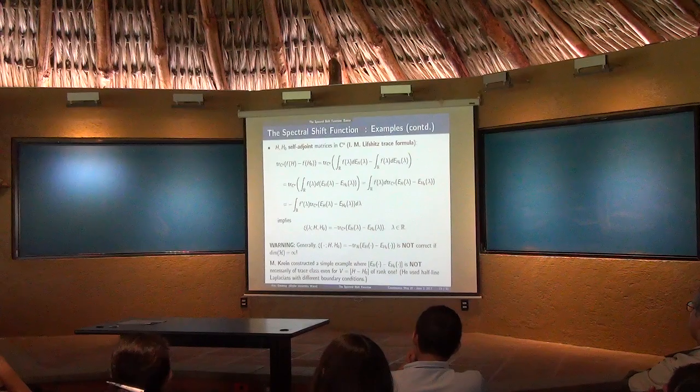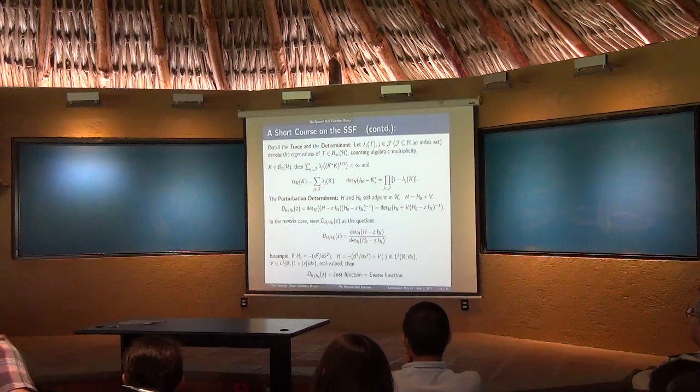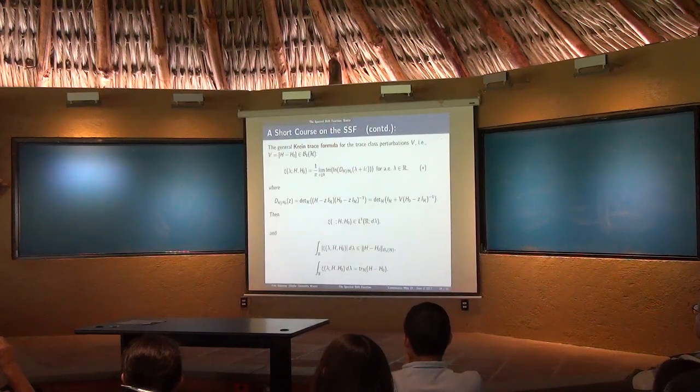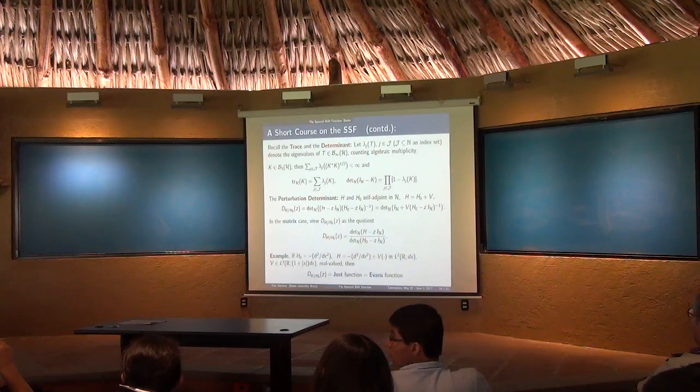Anyway, it's nice for a warm-up. But it's not good for future discussion. So we need to do something else, and this is what I'm warming up to now. We'll recall the trace again, the sum of eigenvalues, the determinant again is a product of the eigenvalues. And now I'm introducing a perturbation determinant. Think of this as the determinant of H minus c divided by the determinant of H0 minus c. For matrices, that would be true, but in infinite dimensions, you have to finesse this with the operator times the inverse. Okay? And you can also rewrite it, of course, in this form.